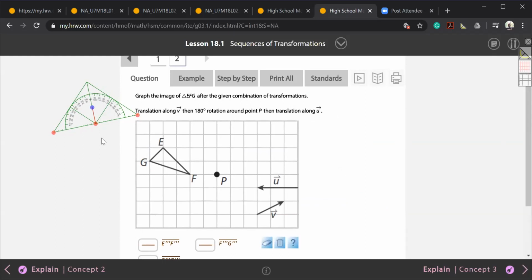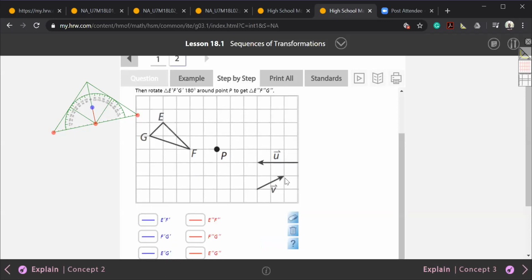We had a triangle like this, GEF, and we were required to do 3 things this time. First of all, translation along vector V. And then a 180 rotation. The 180 rotation is very easy, but you don't need any direction or anything. And then I have to translate again along vector U. Okay, let's start step by step.